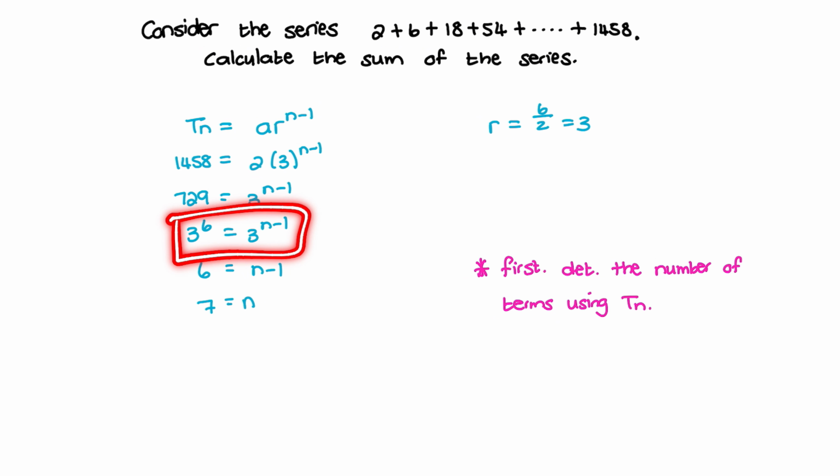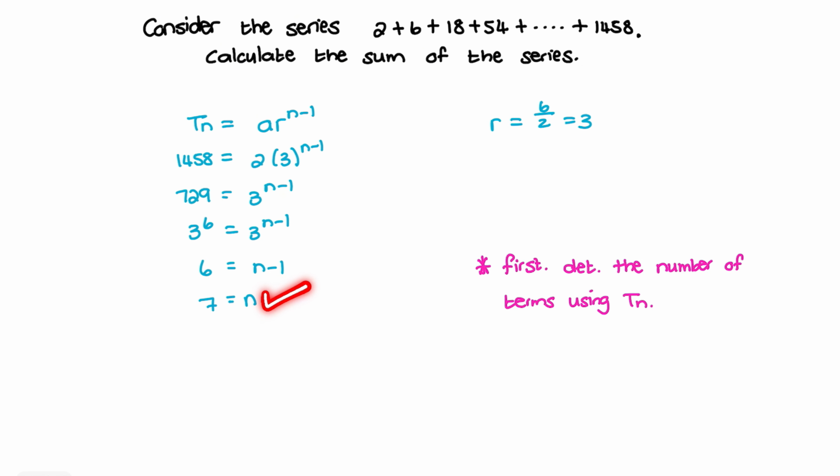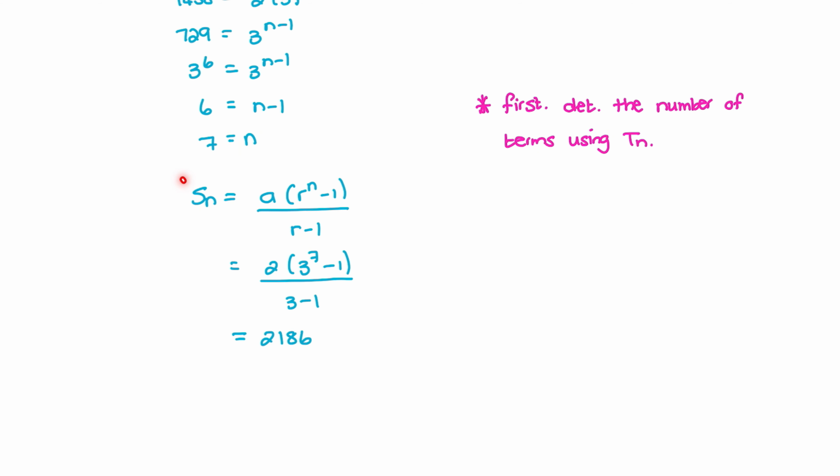Now that the base on the left and the right hand side is equal to 3, we can throw the bases away, and then we have 6 is equal to n minus 1, and therefore there are 7 terms in this series. Now to find the sum of the series, we need to use this equation that we can find on our formula sheet.